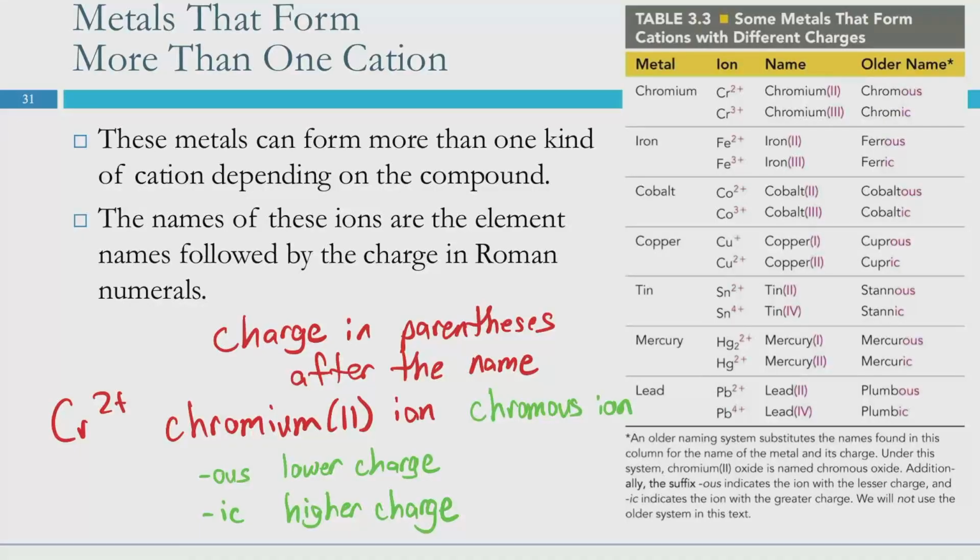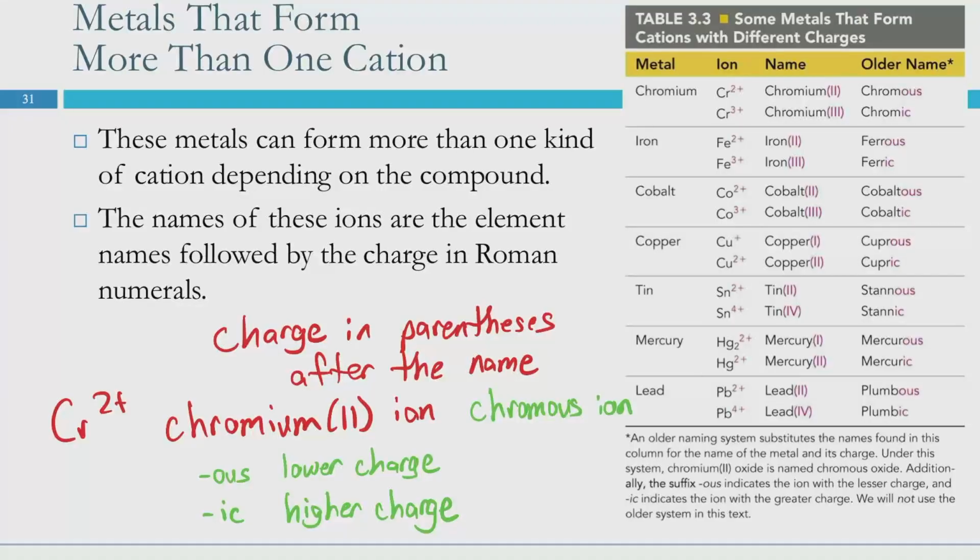I'd also like to point out that OUS and IC don't always mean 2 and 3 charge. So chromium 2 is chromous, chromium 3 is chromic. Iron 2 is ferrous. So the base name, we're now going back to the original, the FERR, that's where we get our symbol from. It's also 2 and 3. Cobalt is 2 and 3. Copper 1 is the OUS, and copper 2 is the IC. So you have to memorize the numbers, and then the higher charge one is the IC ending, the lower charge one is the OUS ending. For tin, it's 2 and 4. For lead, it's also 2 and 4.